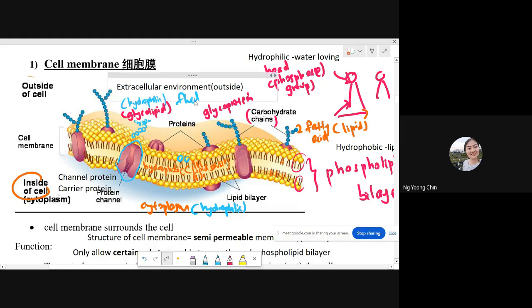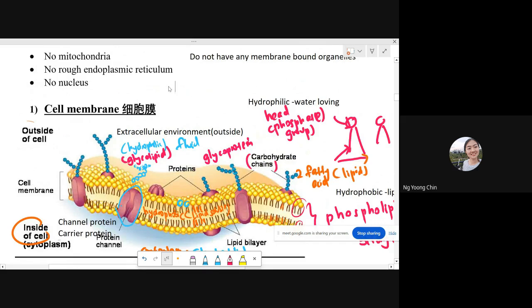Okay. So what's the function for this glycolipid and glycoprotein? Glyco means carbohydrates. So this carbohydrate chain is attached either to the carrier protein or to the lipid, on the surface of the lipid. They just help the cell identify itself as a cell marker. So they are a kind of cell marker.